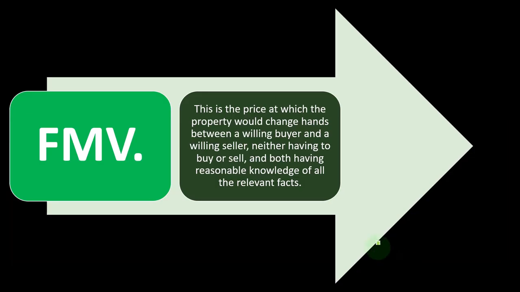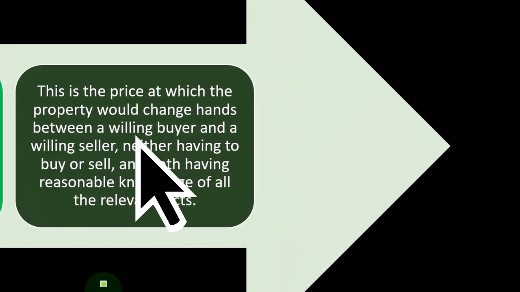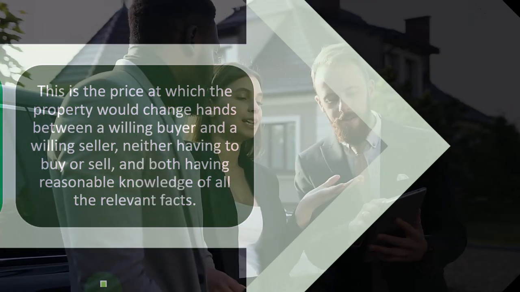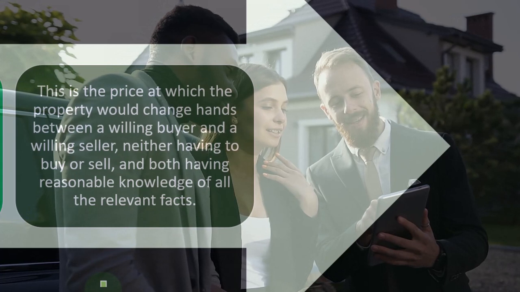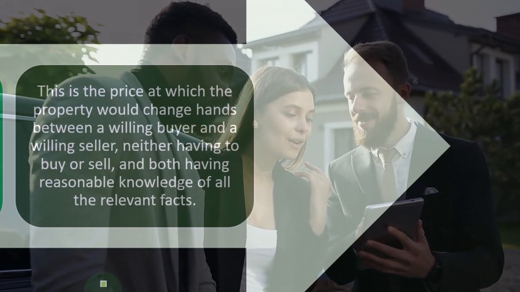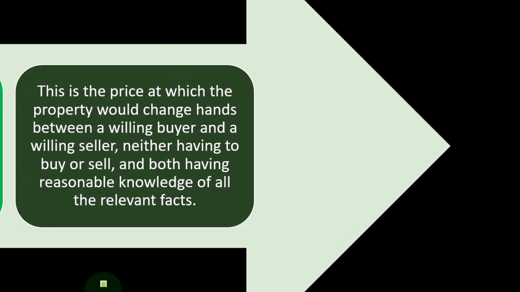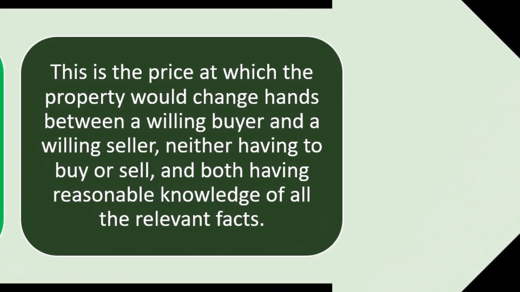Okay, fair market value, FMV. This is the price at which the property would change hands between a willing buyer and a willing seller, neither having to buy or sell and both having reasonable knowledge of all the relevant facts. Now, this is a great idea in concept that we use all the time. In practice, it's quite difficult. It's impossible to know because all property is unique. This is real estate. This isn't stocks that are the same. So we don't know what that is.